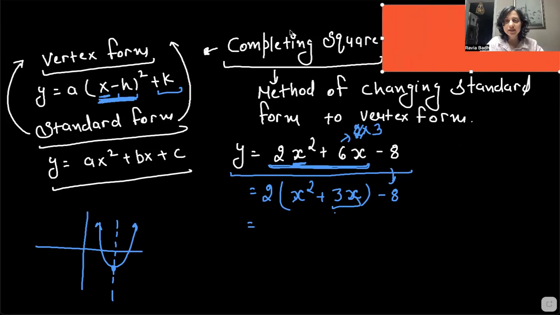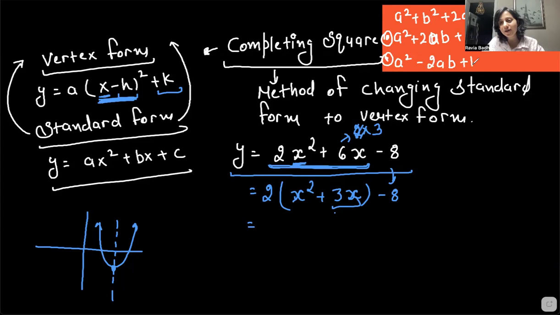How do they look like? This is the first identity we have, which goes like this: a squared plus b squared plus 2ab is equal to a plus b whole square. Sometimes in the rearranged form, they write it like this also: a square plus 2ab and plus b squared is equal to a plus b whole squared. So this is my first identity. And what is the second identity? It is a square minus 2ab plus b square is equal to a minus b whole square.